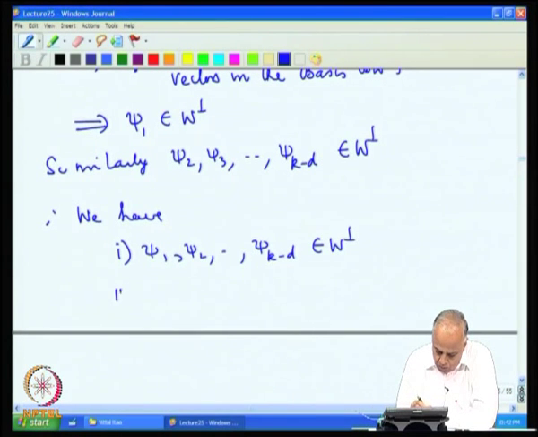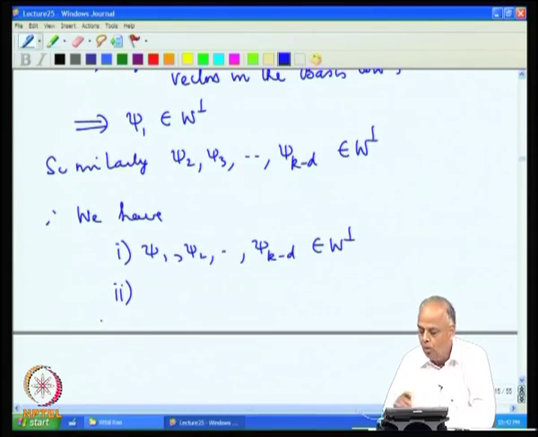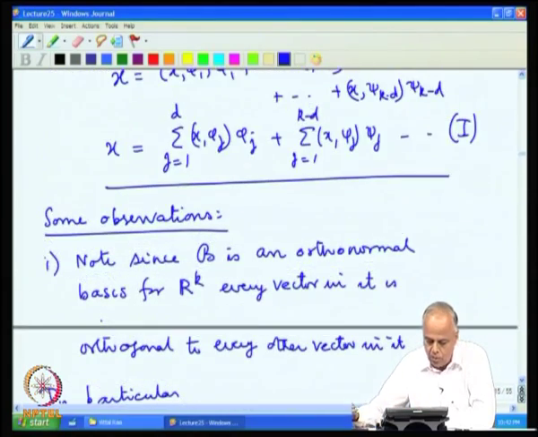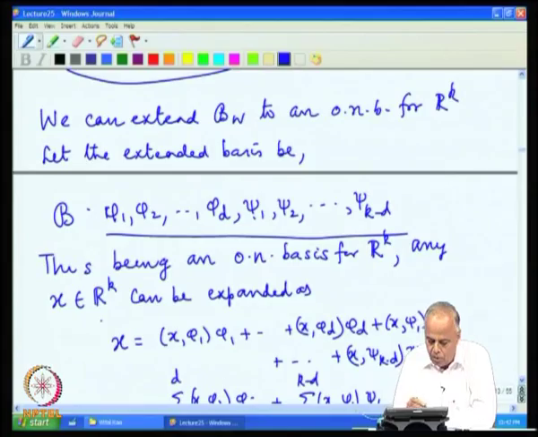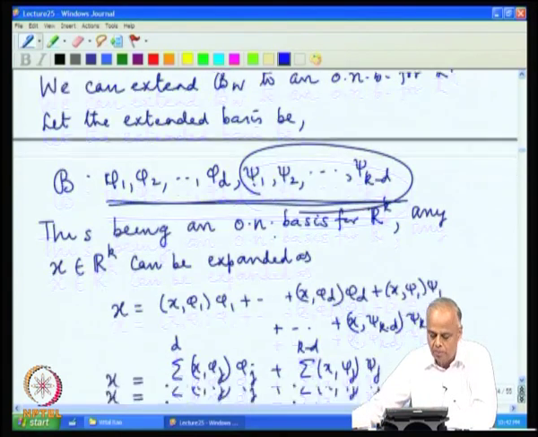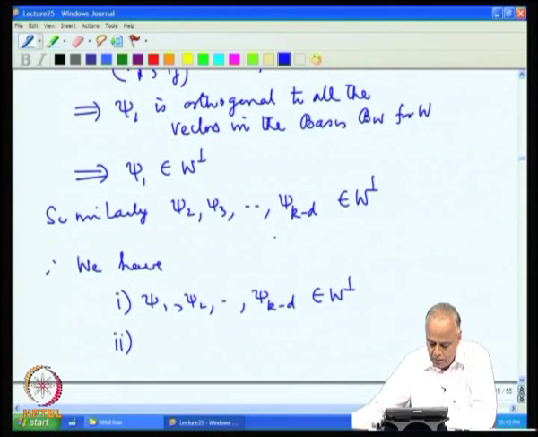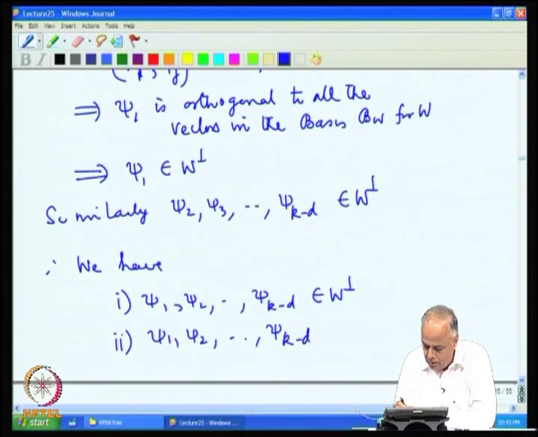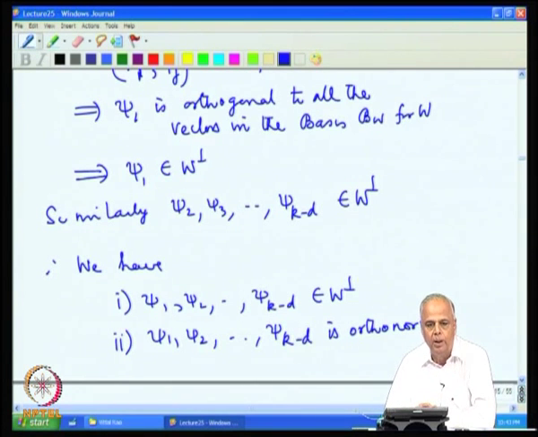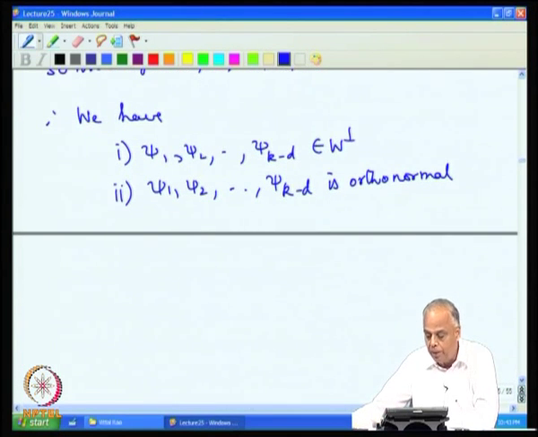And second, since the whole set B is orthonormal, even this part must be orthonormal. And therefore, we get psi 1, psi 2, up to psi k minus d is orthonormal. So, we have an orthonormal set in W perp. We would like to know whether it is an orthonormal basis for W perp.